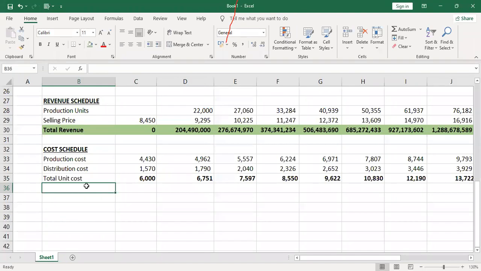So that is the total unit cost. Then we get the total production cost. For you to produce 1 unit, you need to incur 6,000. So how much do you need? In year 1, for you to produce 1 unit, you need to incur 6,751. So how much do you need to produce 22,000 units?